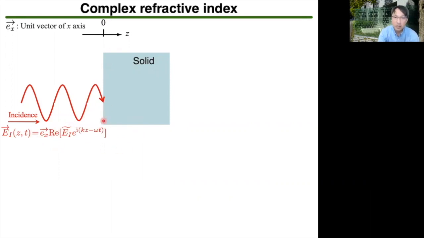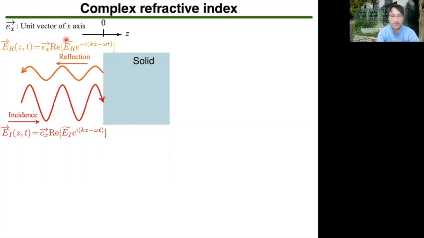After the light is coming, some portion of the light is reflected as schematically shown here. It should be noted that the sign of the wave number of the electric field of the reflected light is flipped, since its propagation direction is along the minus Z direction.